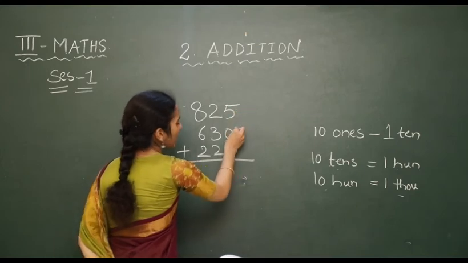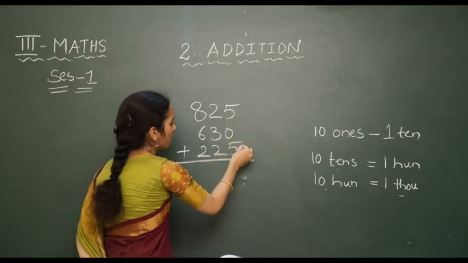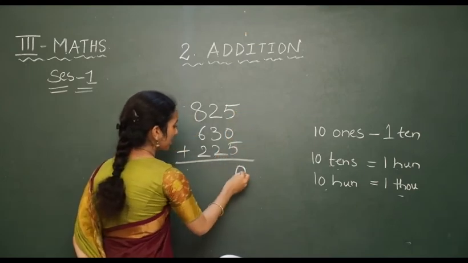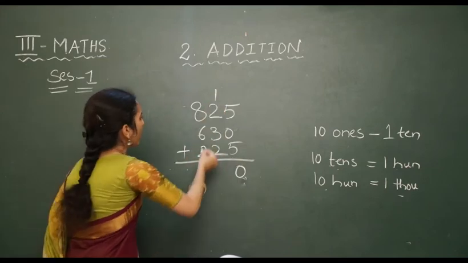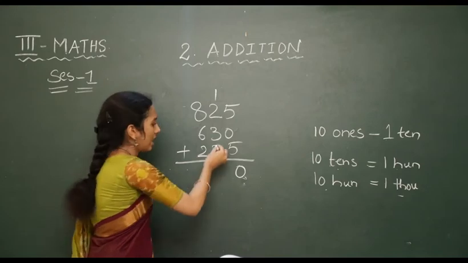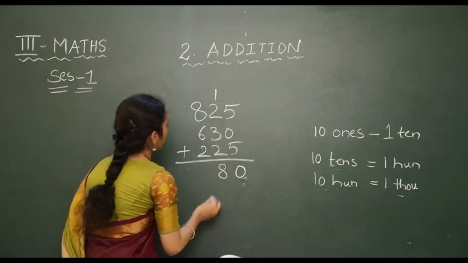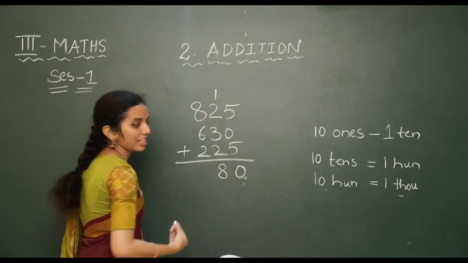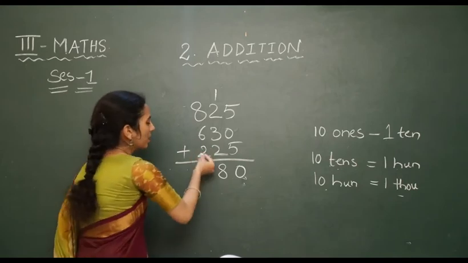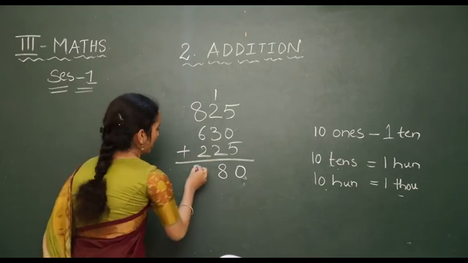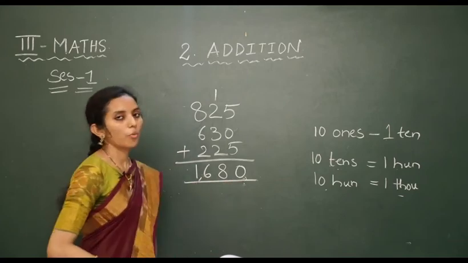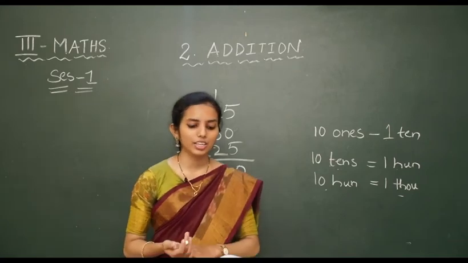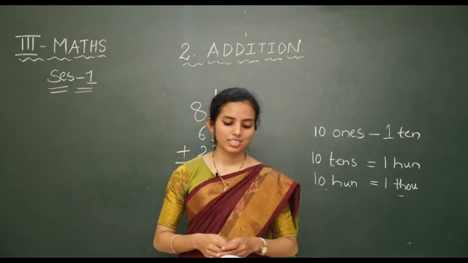So 5 plus 0 is 5 and 5 plus 5 is 10. So 0 here, 1 here. 1 plus 2 is 3 and 3 plus 3 is 6 and 6 plus 2 is 8. So 8 plus 6 is 14 and 14 plus 2 is 16. So the total number of students in the school are 1680 together in all the classes.